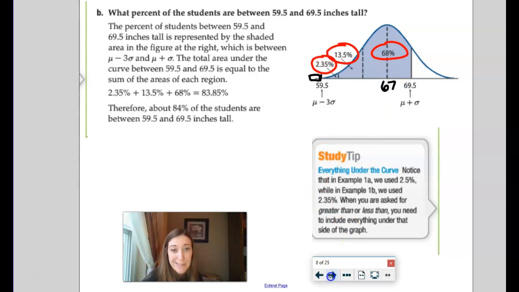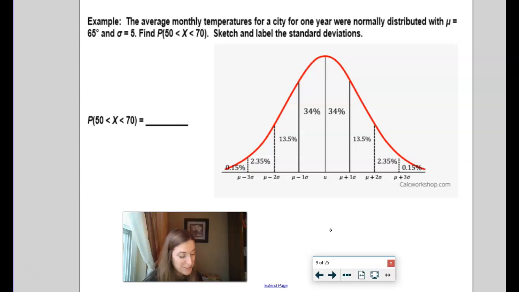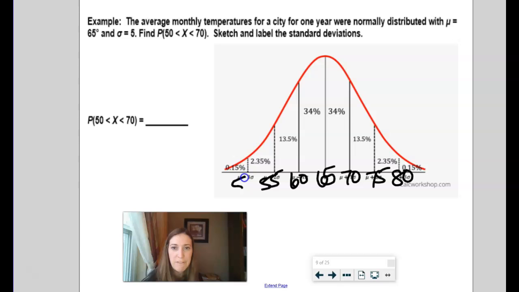So let's look at a problem that's not done. All right, so again, apologies. I'm limited in resources, like I can't draw. So I stole this off the internet. The average monthly temperature for a city has a mean of 65. So on my curve I'm going to throw a 65 here in the middle. And then the standard deviation is 5. So as I measure up the curve and down the curve, I count by 5s. So up would be 70, 75, and 80. And then going down the curve would be 60, 55, and 50.